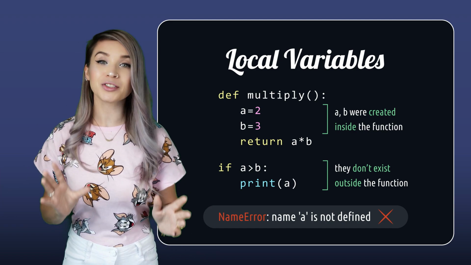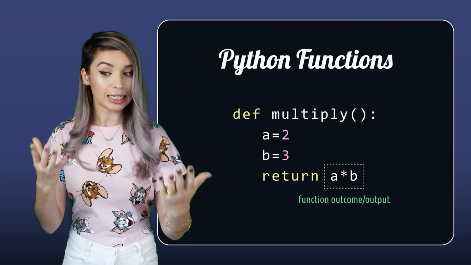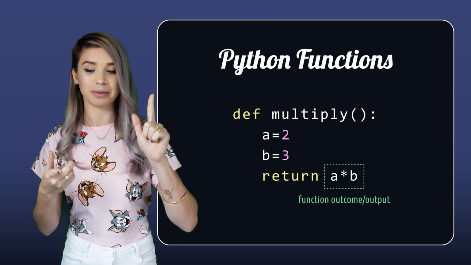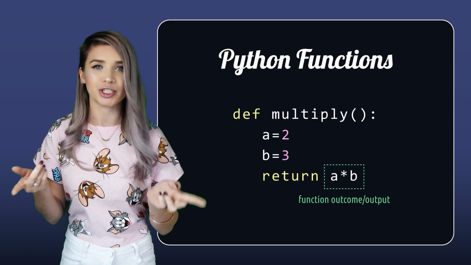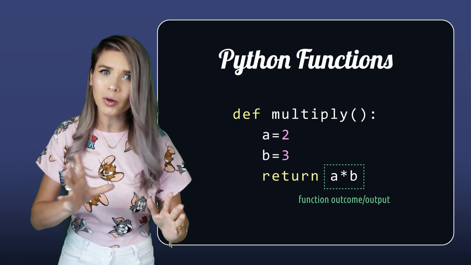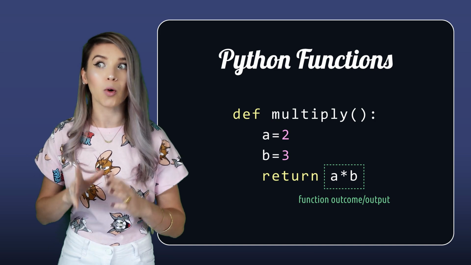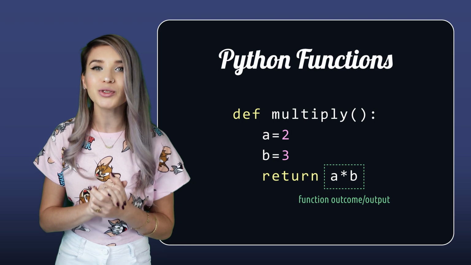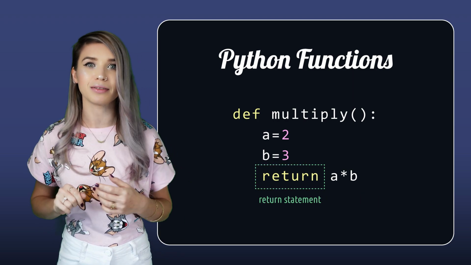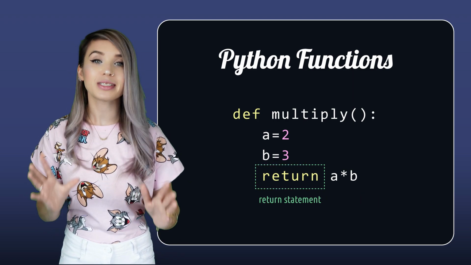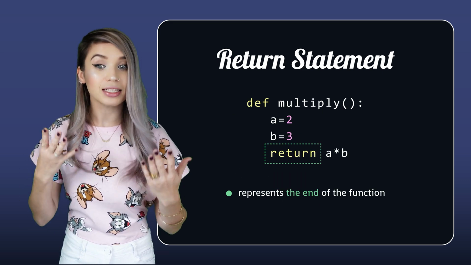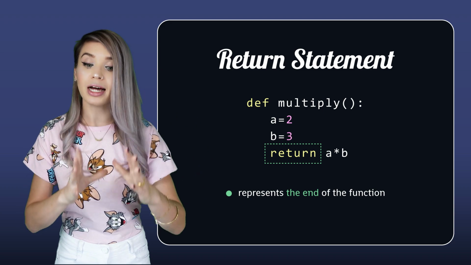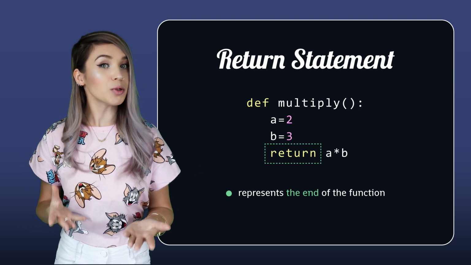Lastly, functions also have an outcome. In the case of our cookies function, the outcome is getting energized, becoming less hungry, or maybe just appreciating the taste. In the case of our multiply function, the outcome or output is a times b. And we pass it into something called a return statement. A return statement represents the end of the function. This means that any line of code we include below it will not be under the umbrella of multiply.